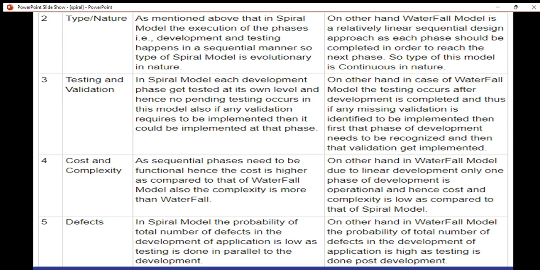Cost and complexity: the cost is higher compared to that of the waterfall model, and the complexity is more. On the other hand, due to linear development and operation, the cost and complexity of the waterfall model is low as compared to that of the spiral model. In the spiral model, the probability of the total number of defects in the development of the application is low as testing is done in parallel to the development. In the waterfall model, the probability of the total number of defects in the development of applications is high as testing is done post development.